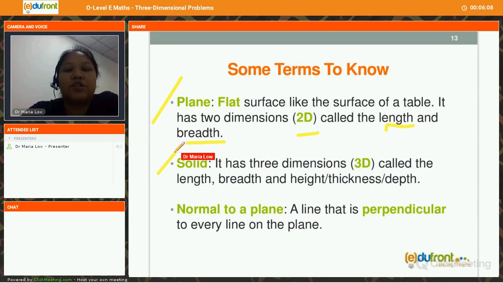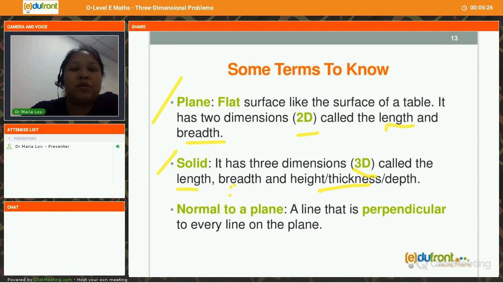And the second kind is just solid. Solid means it has three dimensions. What it means is we have the length, we have the breadth, and we have the height, which is the thickness. Okay, so this is what is known as solids.